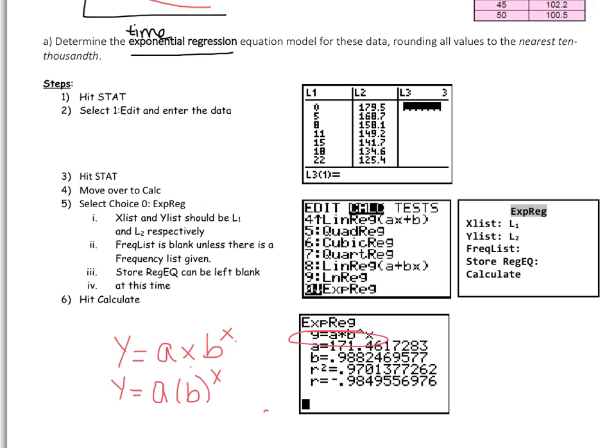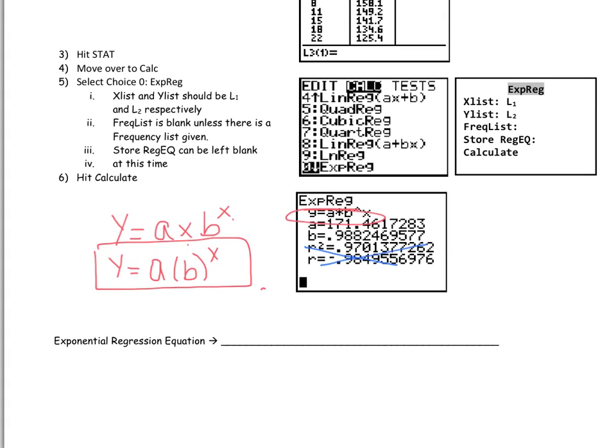This is what your exponential regression model should look like. And look, they give you what your A value should be, and they give you what your B value should be. For purposes of these classes, we're not going to use the R and the R squared. You may not even have that on your calculator, and that's fine.